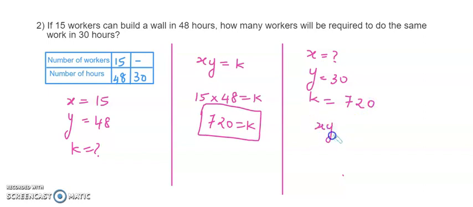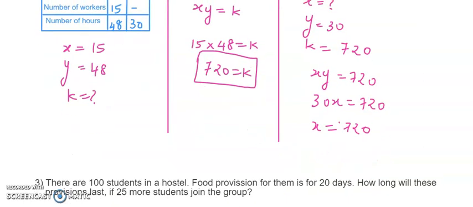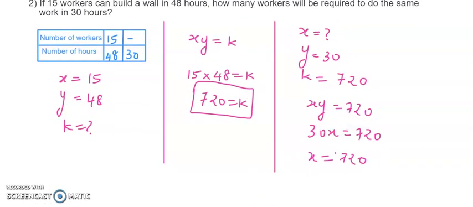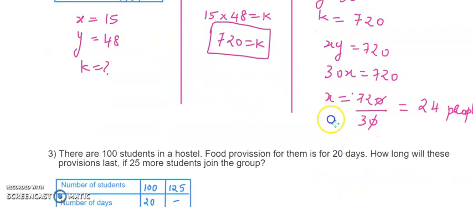So can we say xy is equal to 720? So 30x is equal to 720, right? So x is equal to 720 divided by 30. So 3 and 3 go off. This will be 72 divided by 3, which is 24 people or workers, correct? Sure. Okay, next.